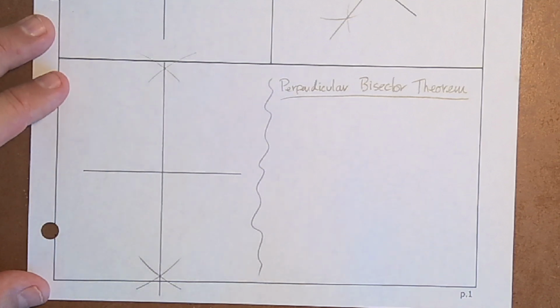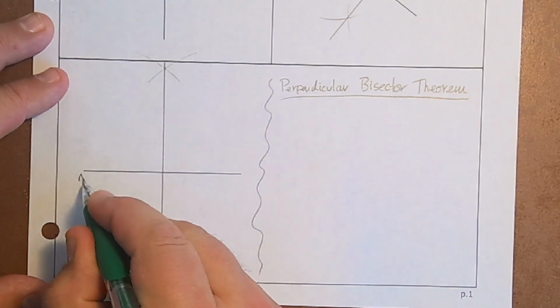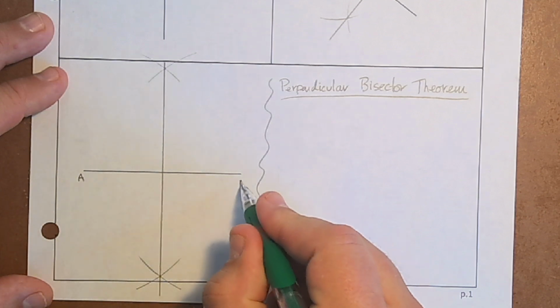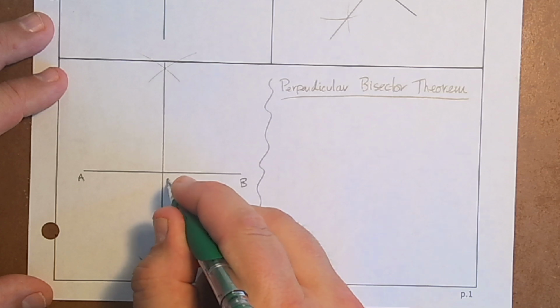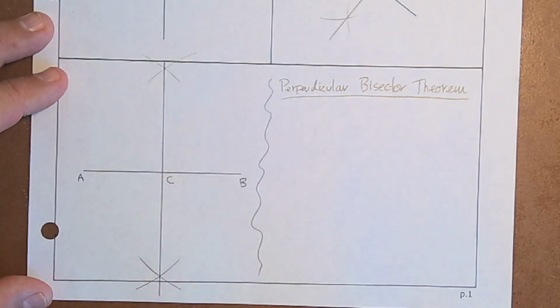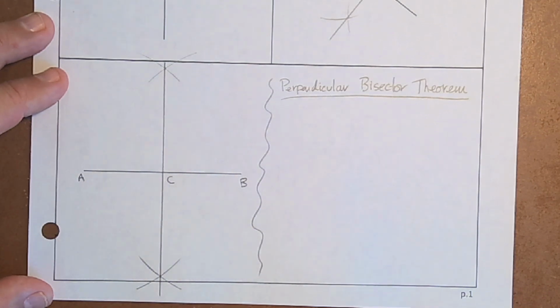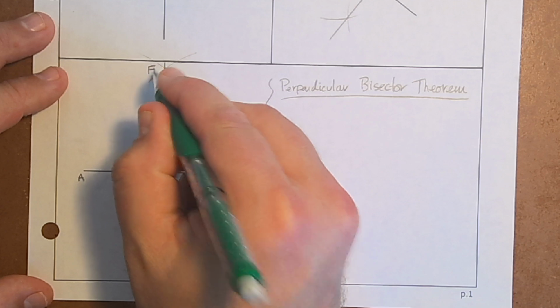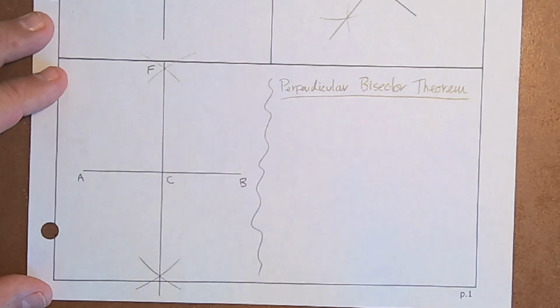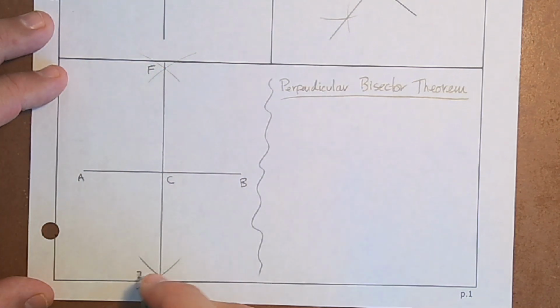bit more specifically. Okay, so I'm going to call this end of our original line segment A, this end B. I'm going to call this intersection point C, which is what? C is what of A and B? That's the midpoint, right? Okay, good, we know that. All right, and then let's call this intersection of the arcs and that line up there F, and let's call this one I.